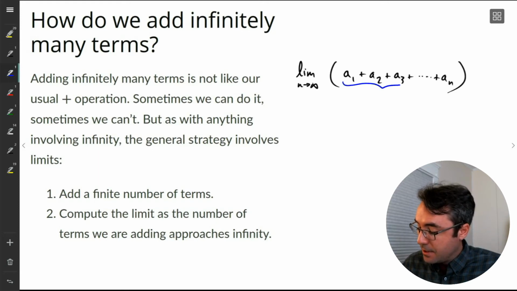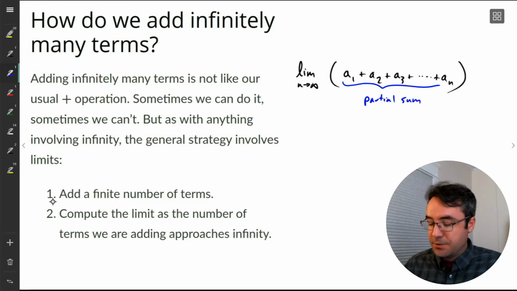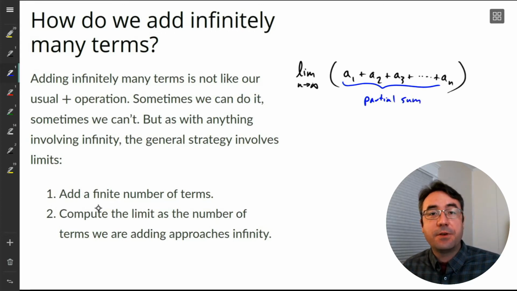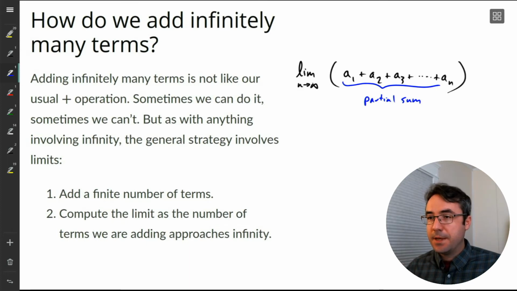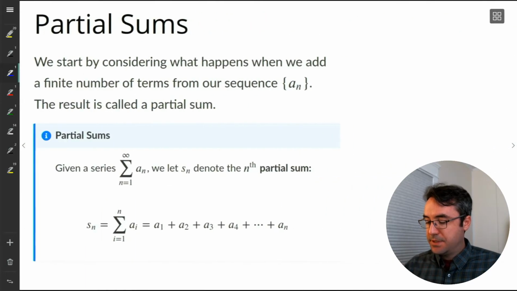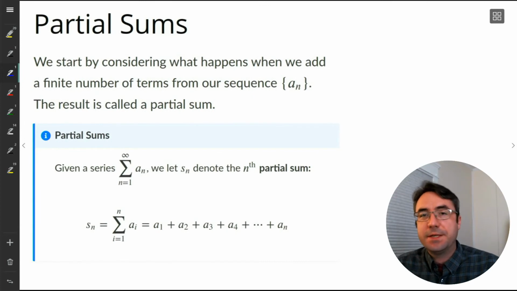And this right here, we're going to call a partial sum. So step 1 is we're going to figure out our partial sums, and then step 2, we're going to take the limit of our partial sums. All right, so let's look at our definition. What is a partial sum?